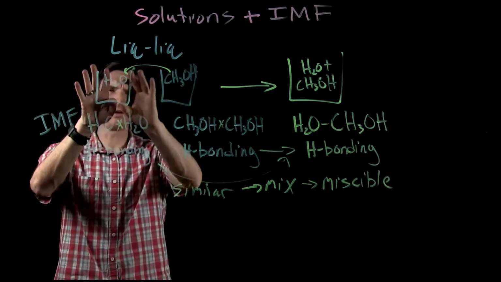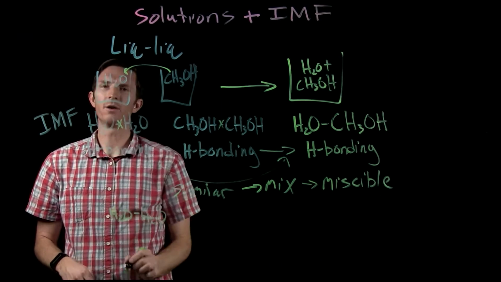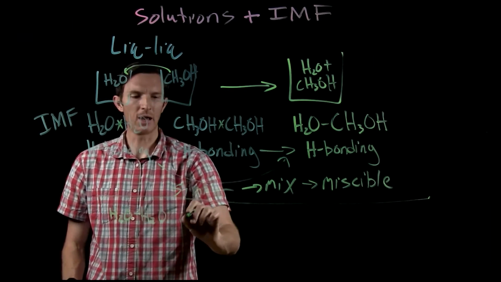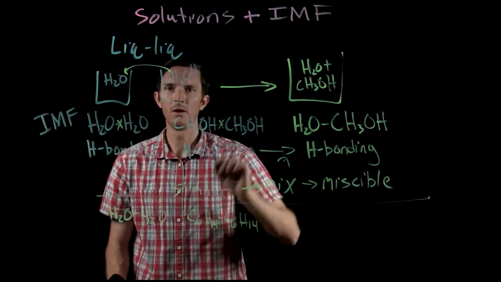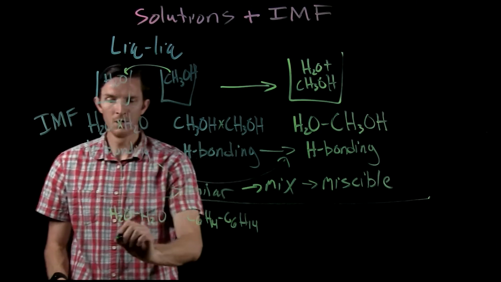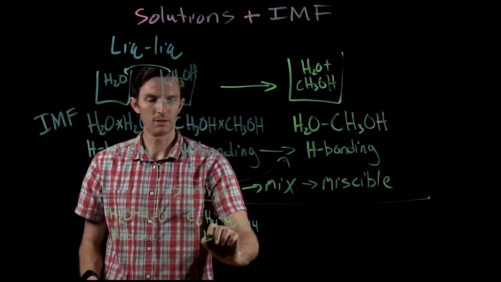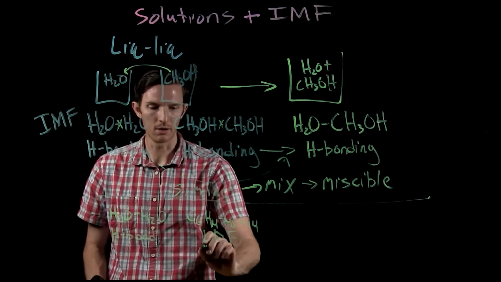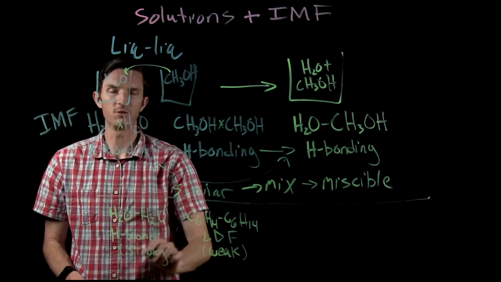Now let's say instead we have water, so again we have water and water, and then in another beaker maybe we have hexane. So now this is a nonpolar molecule. Here we have hydrogen bonding. Here we have nonpolar, so the strongest attractions we would have are London dispersion forces. Remember, these are weak attractions, and these are very strong attractions.